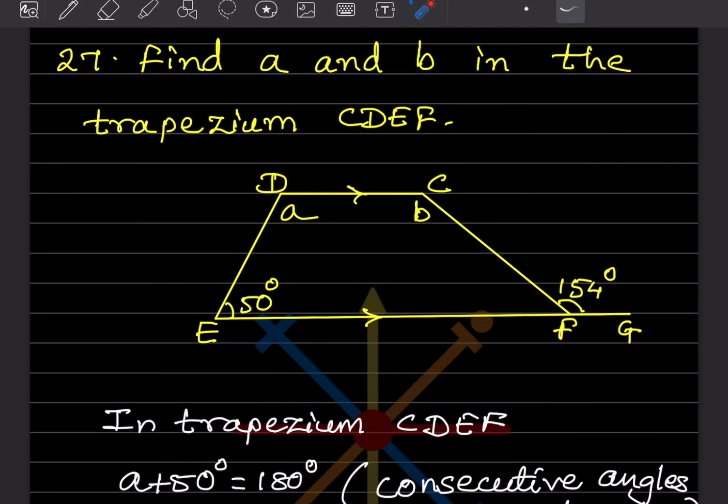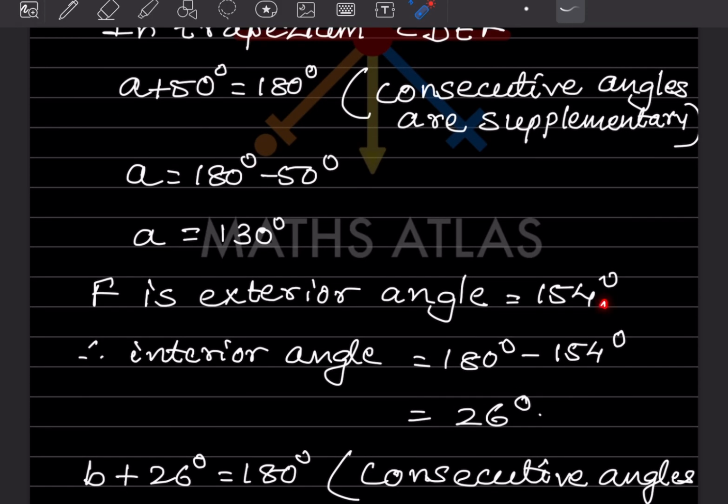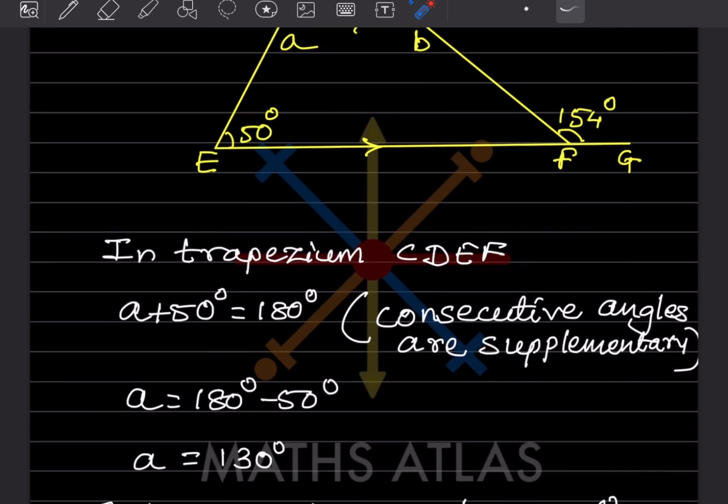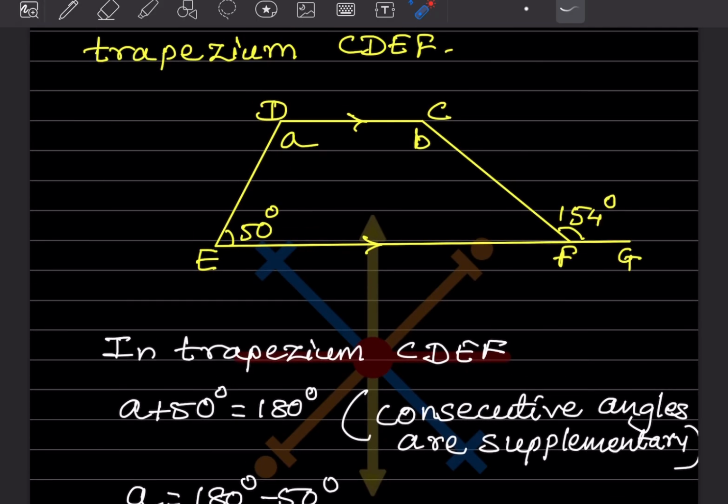And F, here we can see this F. This is the exterior angle. So that is given as 154. So the interior angle, this angle, this is exterior, means together they should be 180. So what we can say, interior angle will be 180 minus 154. That is going to be 26. This part should be 26.